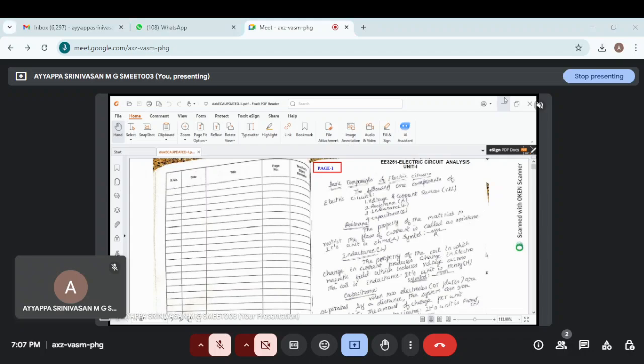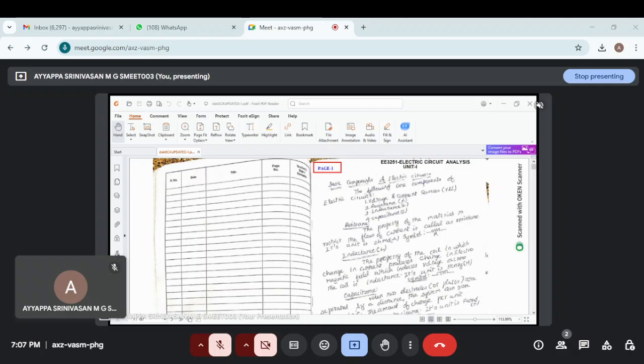So, in this video, we are going to see the introductory topics in electric circuit analysis. Circuit analysis mainly depends on sources. The electric circuits have the following elements: voltage and current sources, resistance, inductance and capacitance. First we have to see all these properties in a very good way.